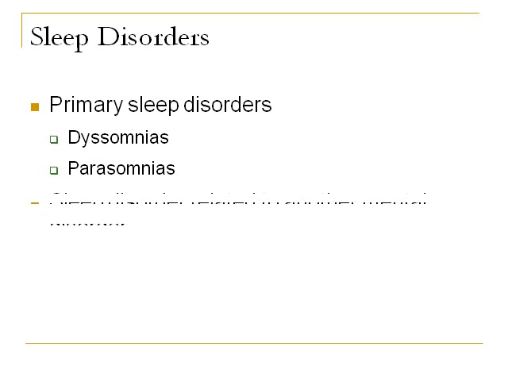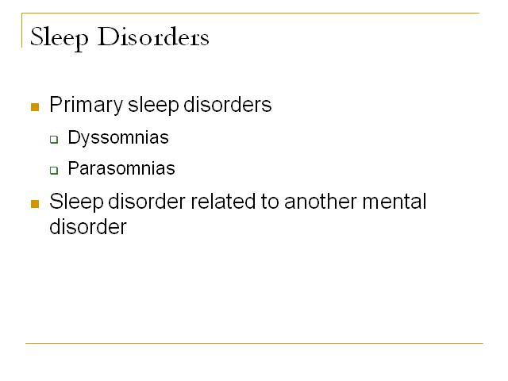So we have primary sleep disorders. Then we also have sleep disorder related to another mental disorder. This is when some mental disorder is thought to be the cause of a sleep problem. But it's not uncommon for disorders to have sleep problems in their criteria. I think about major depressive disorder. You can have insomnia or hypersomnia as a symptom, as part of the criteria.